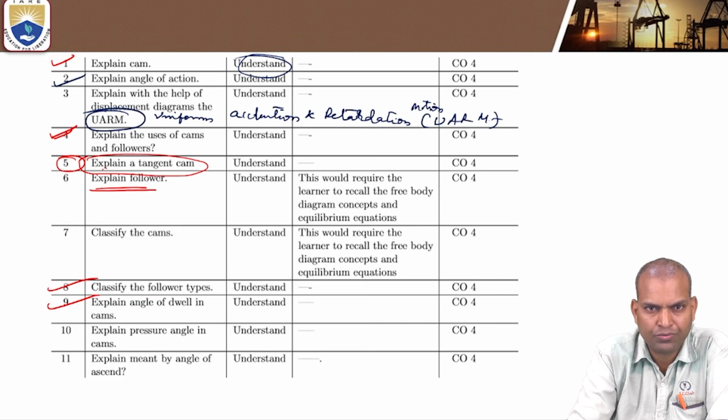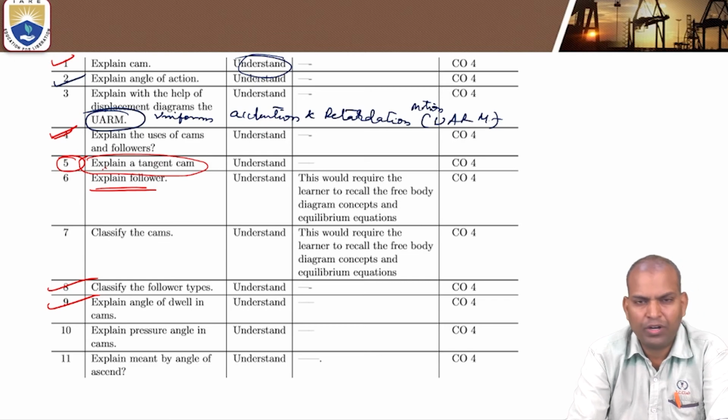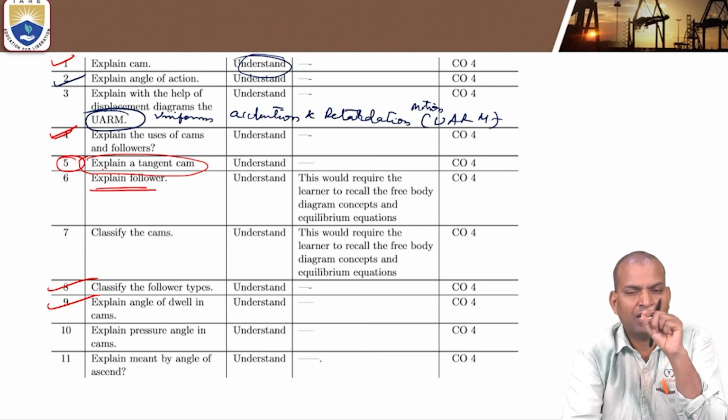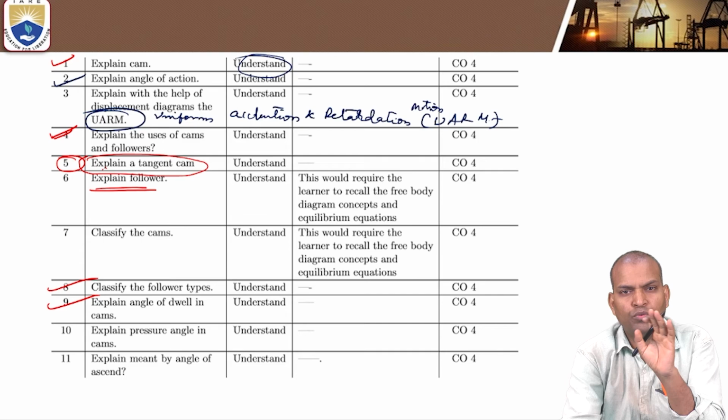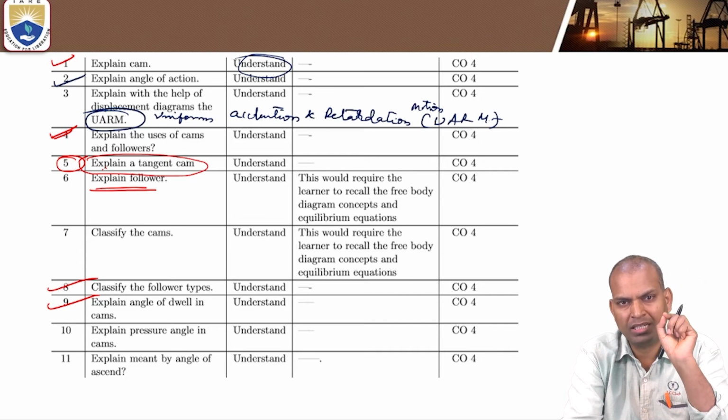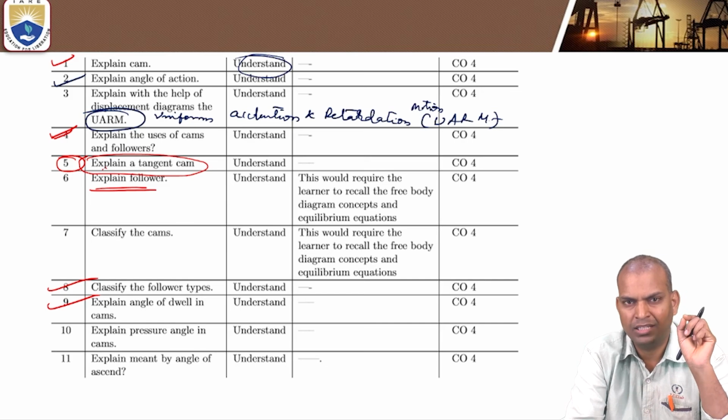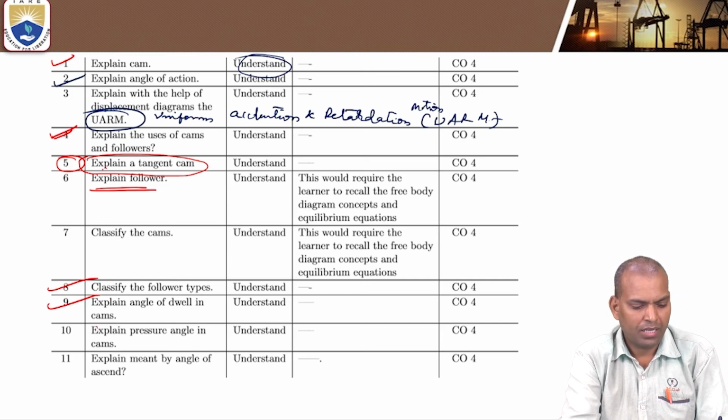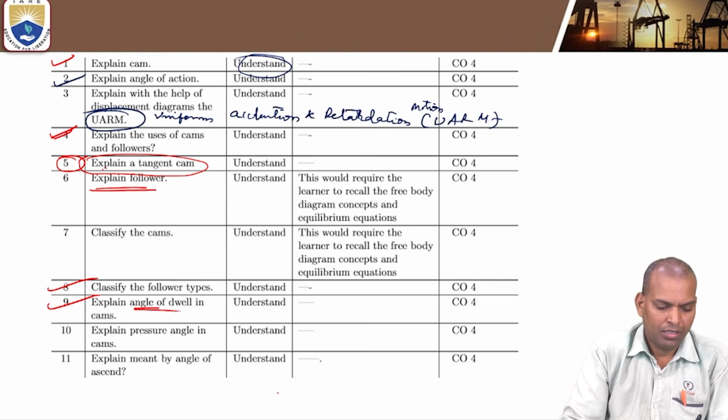Like someone always dwelling in the house, doesn't do anything. Similarly, when the follower is in contact with that angular portion of the cam, it doesn't move, neither ascending nor descending. It remains the same for that particular angle of dwell. That is known as the angle of dwell.